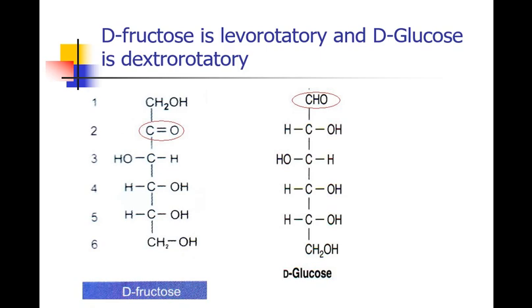Remember, D-fructose is levorotatory. Small d means dextrorotatory, whereas capital D means the OH group is present on the penultimate carbon on the right hand side. So D-fructose is levorotatory and D-glucose is dextrorotatory. Dextrorotatory means the plane polarized light rotates towards the right hand side, whereas levorotatory means the plane polarized light rotates towards the left hand side. So you should understand that capital D and small d, capital L and small l, are different. You should understand the meaning.